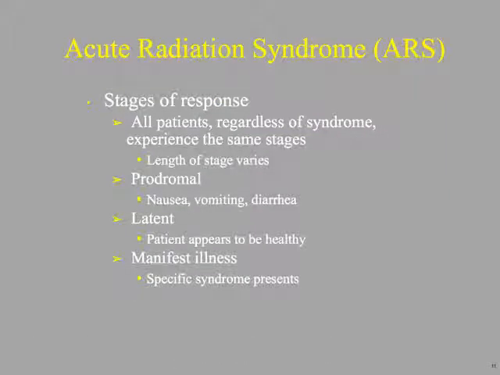Let's talk about acute radiation syndrome. So what exactly happened to these people at the power plant as they were exposed to the radiation from the accident? There's a number of stages of response, and all patients, regardless of the syndrome, experience the same stages. Okay? So the length of the stage will vary based on the amount of radiation exposure. But there's prodromal, latent, and manifest illness.